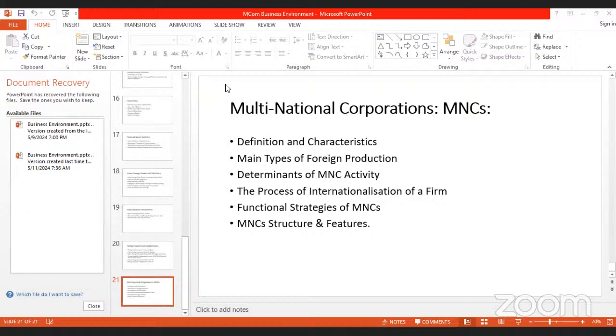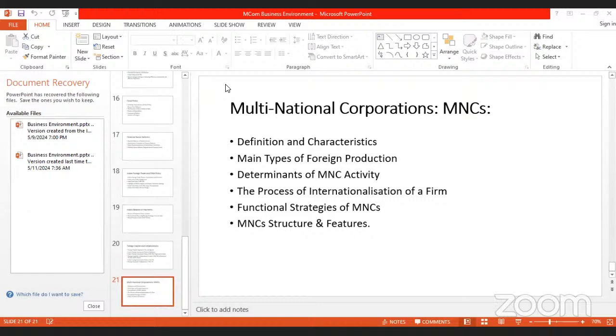First of all, we'll talk about the definition and characteristics. Multinational corporations, also known as transnational corporations, are enterprises that manage production or deliver services in more than one country. They typically have their headquarters in one country, that is the home country, and operate subsidiaries, branches, or you can say affiliates in other countries known as host countries. So that is the definition of multinational corporations, MNCs.